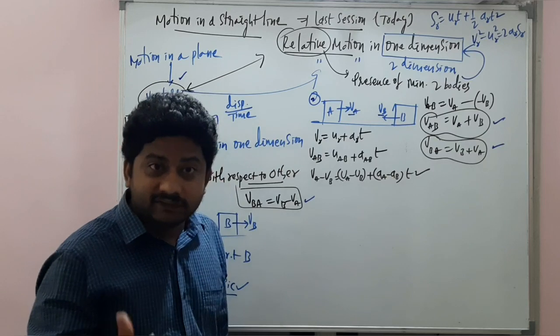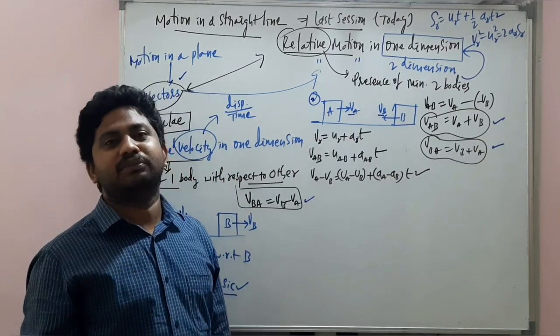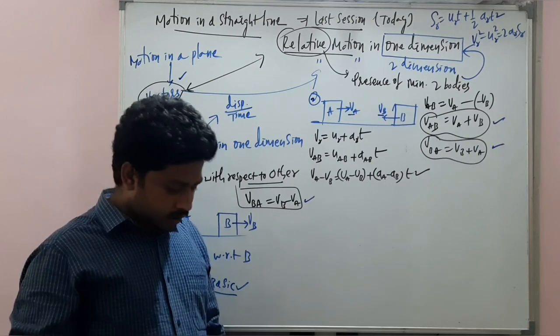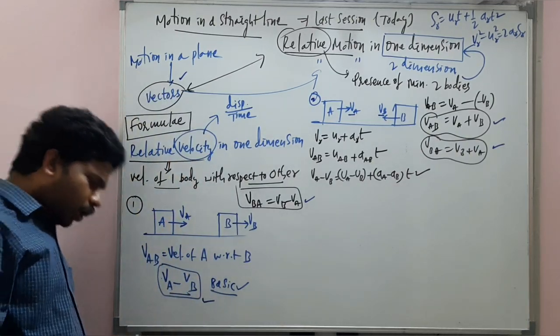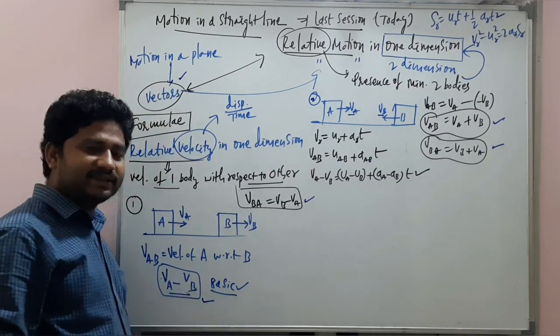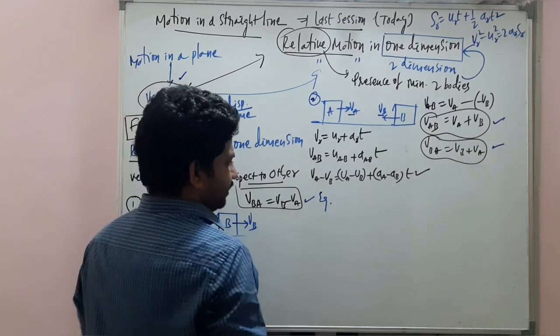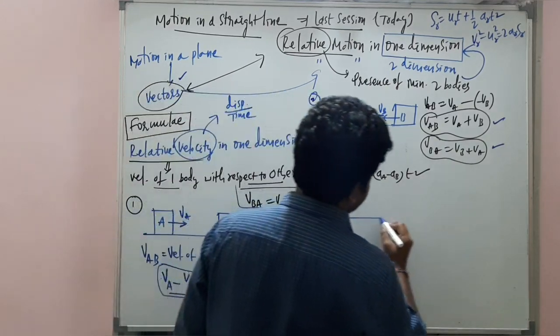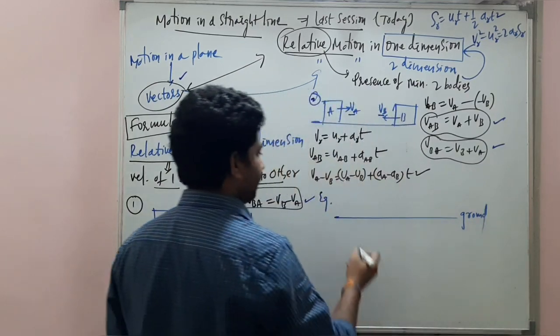But relative distance, relative acceleration, relative velocity, questions can be asked in any form, right? And a commonly asked question in relative velocity is simple. Let's look at this example. Simple. There is a ground here. Simple question, commonly asked. Carefully see.